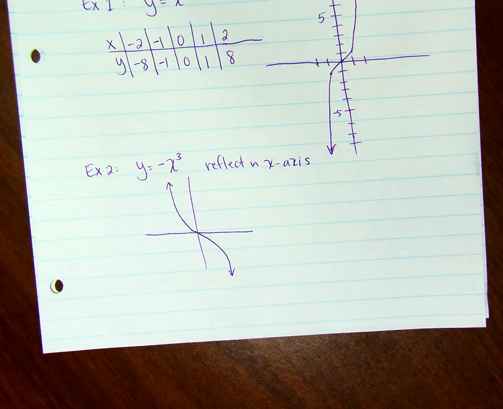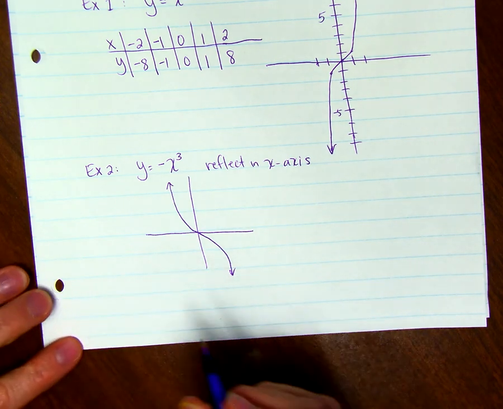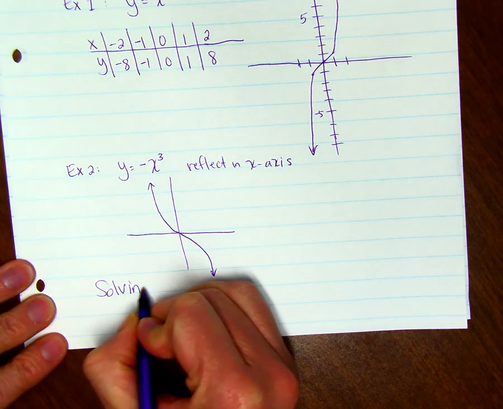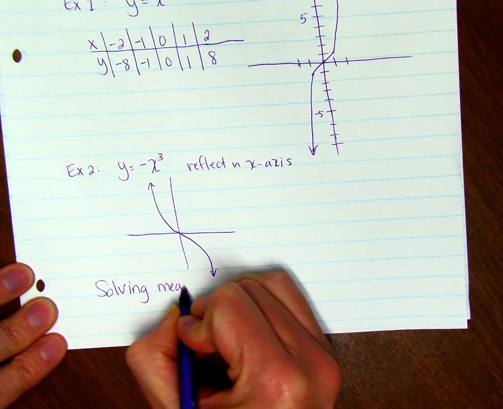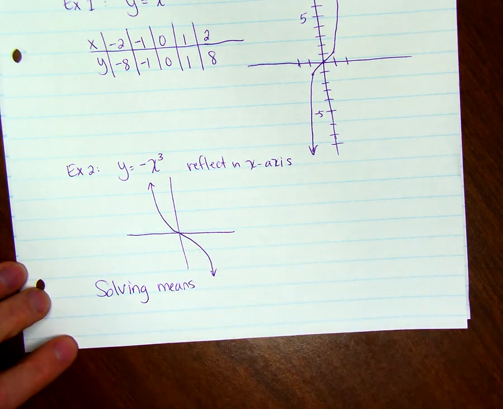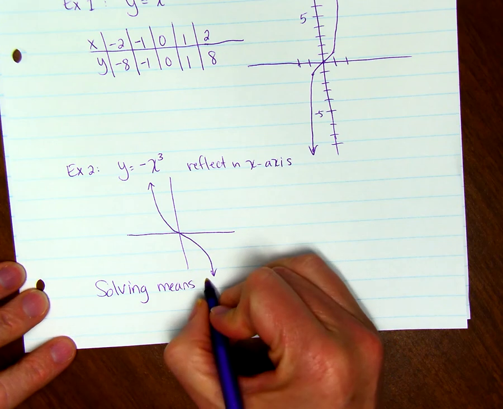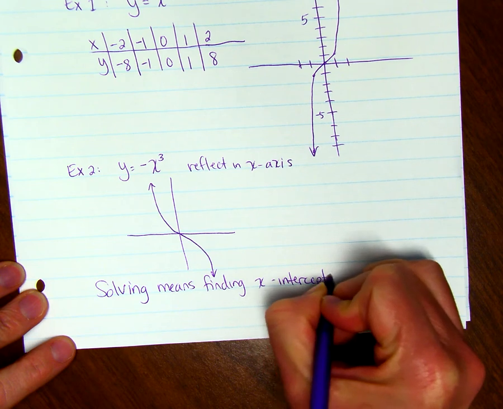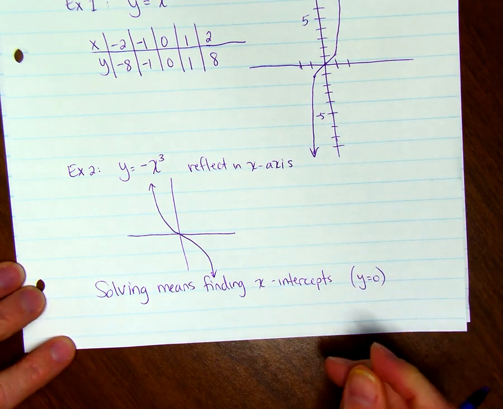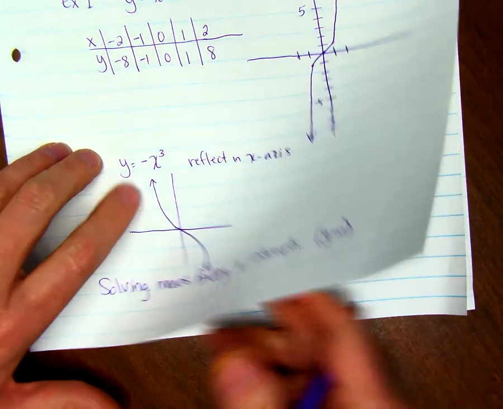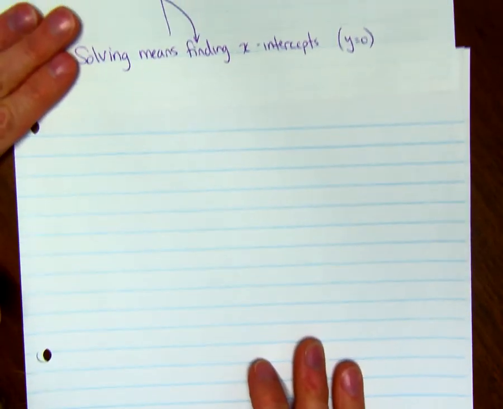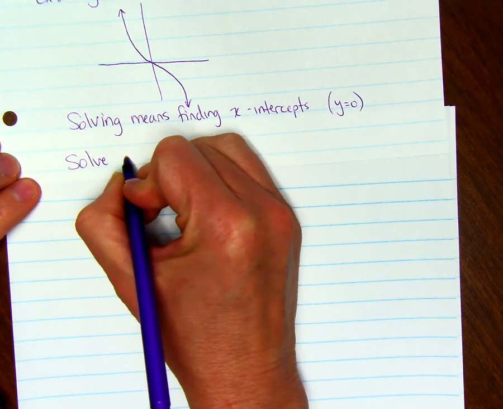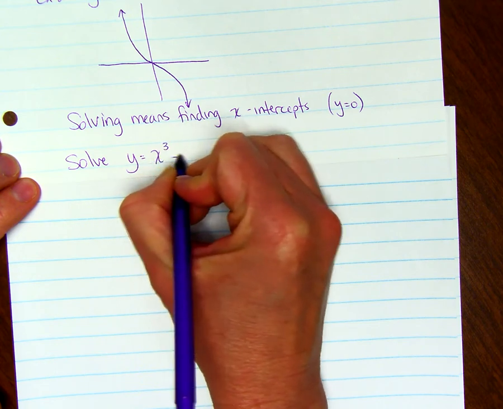When you solve, solving means finding the x-intercepts. So if you're asked to solve a cubic function, that just means find the x-intercepts, and that is when y is equal to 0. So here's an example. If we're asked to solve y equals x cubed minus 1.